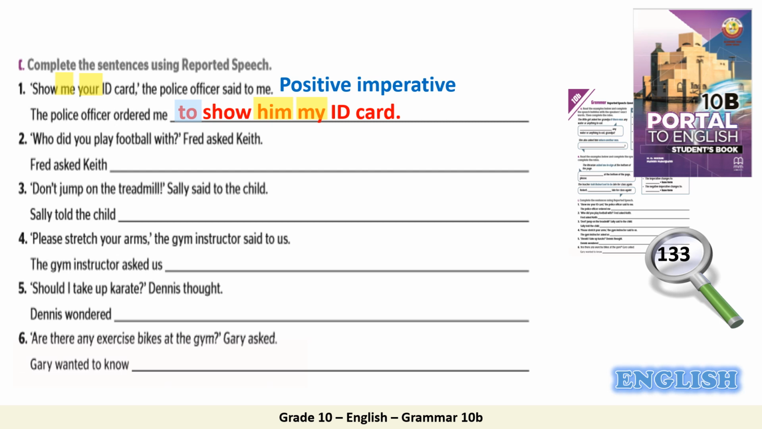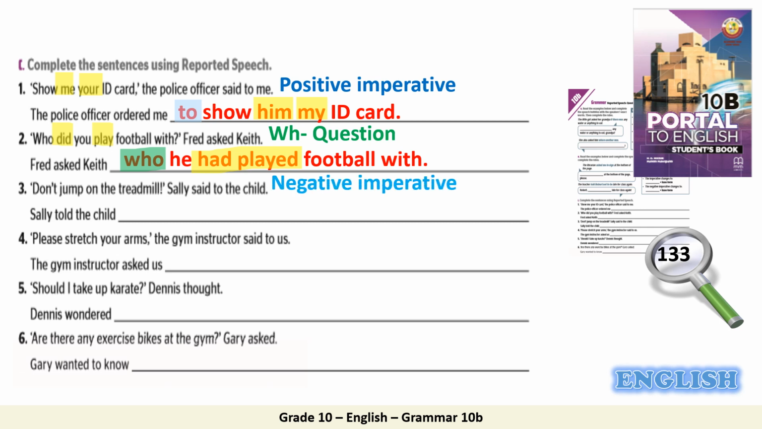Example 2. Who did you play football with? Fred asked Keith. What kind of sentence is it? Excellent. This is a WH question. So how do you report it? Very good. Fred asked Keith who he had played football with. So here we kept the same WH word, who. We changed did play, simple past, with had played, past perfect. What about the question mark? Excellent. It changed into a full stop.